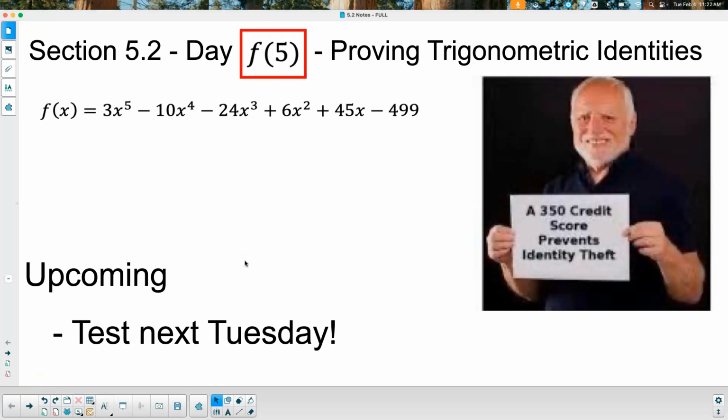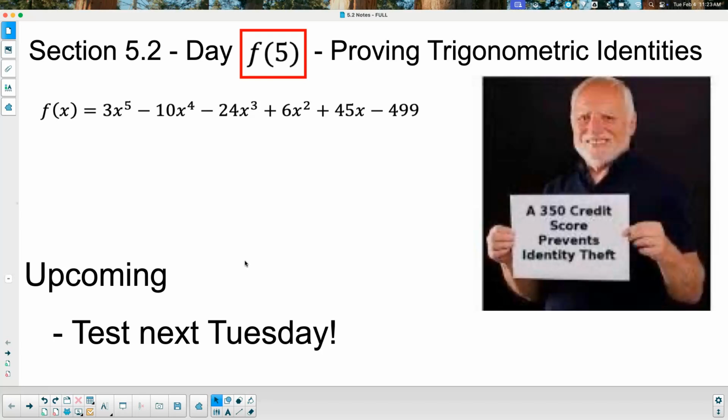Alrighty, so today we're going to move on to, again, these section numbers mean absolutely nothing to you. I get that, okay? So section 5.2 in our old textbook came right after section 5.1. Section 5.1 was simplifying trig expressions and then solving trig expressions. Section 5.2 is going to be proving trig identities.